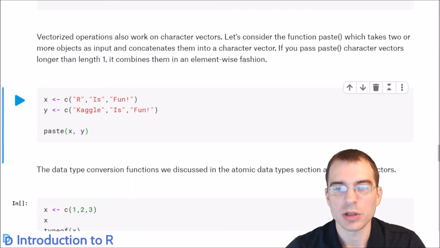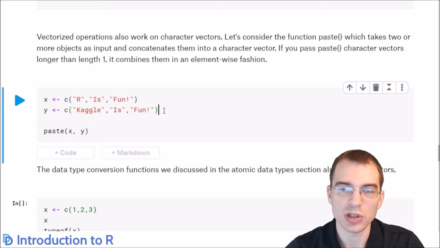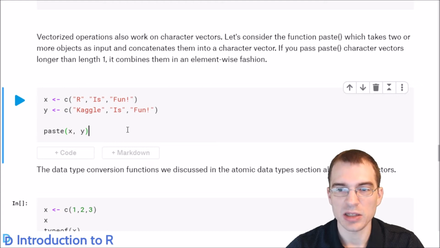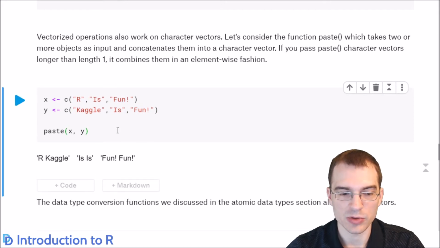Element-wise operations can also work on character vectors if you're using functions that allow you to pass in characters. For instance, the paste function takes two characters and combines them into one, essentially pastes them together. But if we pass in vectors of characters, it will paste each together in an element-wise fashion. So when we paste together these two vectors, we're going to end up with another vector of 3, a combination of both of them. So the first character instead of R is going to be R Kaggle, then is, and fun. Let's run that.